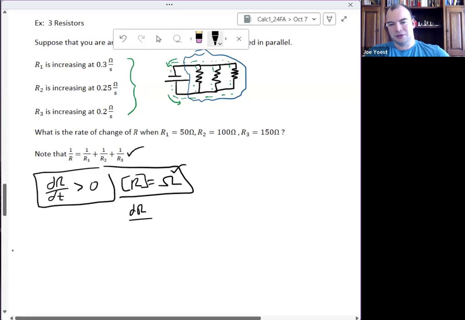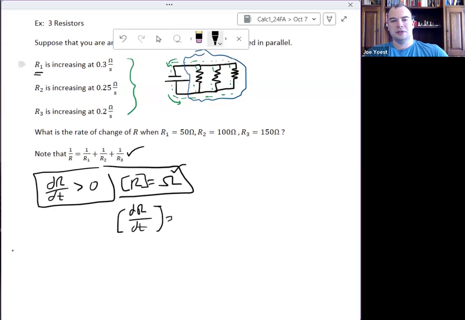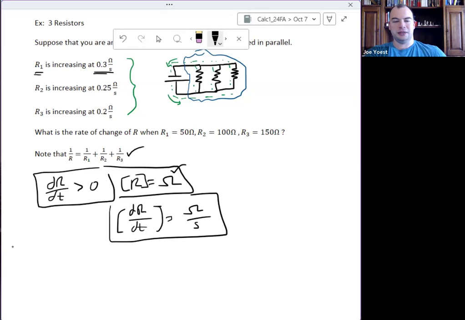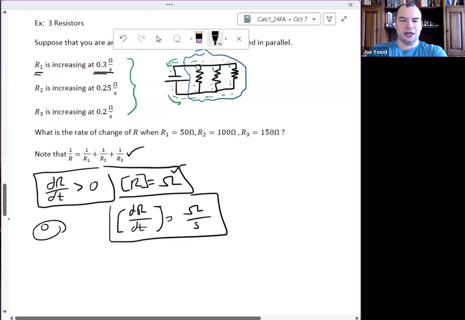But we also know that the units of dR/dt should be like the units of these, like dR1/dt and so on. It should be ohms per second. We probably should check that. When we take the derivative and simplify everything down, we should make sure that we do get ohms per second. Okay. So I would say at this point, step 0 is done.